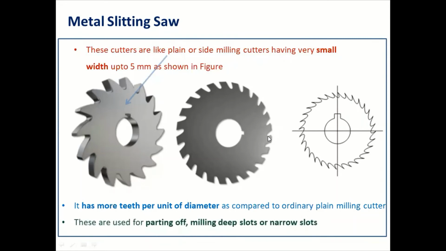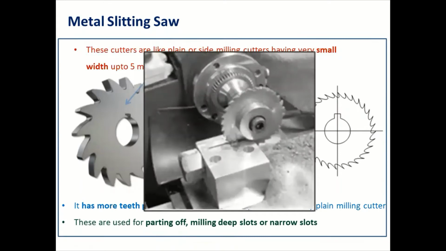Now these are used for parting off or milling a deep slot or a narrow slot. If you see in this diagram, we are trying to make a very deep slot there. Or if you want parting off, we can cut the component into two parts. That is called parting off. Or even if you want to make a narrow slot, it is also possible because the thickness is very small in this case.